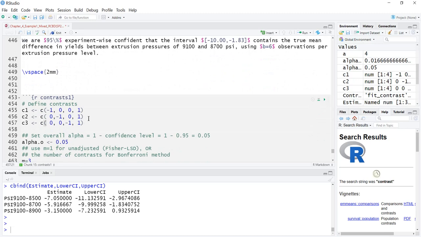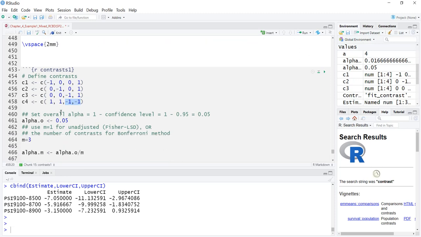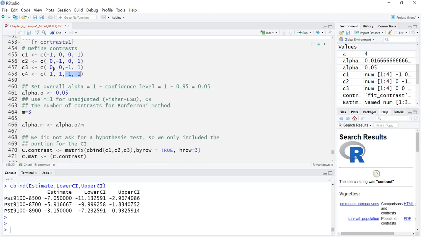What if I want another contrast? I'm going to add C4, C1, comma, 1, comma, negative 1, comma, negative 1. Remember, your values here have to add up to 0. Okay, so what is this doing? This is taking the average of the 85 and 8700 and comparing it to the 89 and 9100. Is there a difference? Okay, now I've got 4 here.